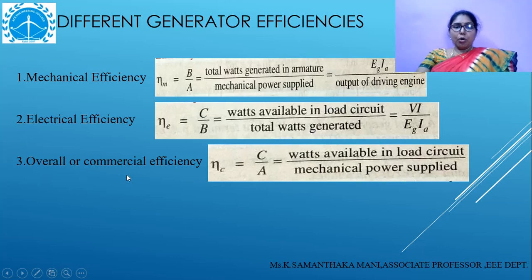And finally, coming to the overall efficiency, for a given DC generator, the input given to the generator in terms of watts is known to you, and the output will also be known in terms of watts. So the overall efficiency of the generator is capital C by A, nothing but watts available in the load circuit by mechanical power supplied to the generator. So till now I introduced the different stages in the DC generator and how to calculate the different efficiencies: mechanical efficiency, electrical efficiency, and overall efficiency.